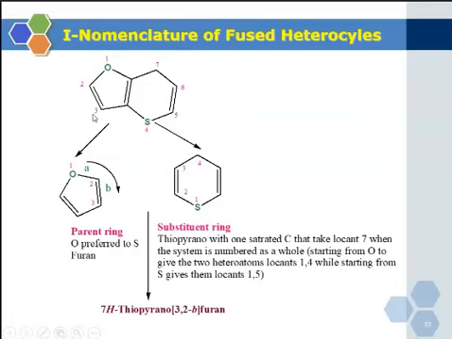Okay, so the position number 3 is followed by the next site where there is no common fused surface. So this is position number 4, 5, 6 and 7. Here we can observe the site of saturation has been changed to position number 7. Hence the saturated site is denoted by 7H-thiopyrano[3,2-b]furan.